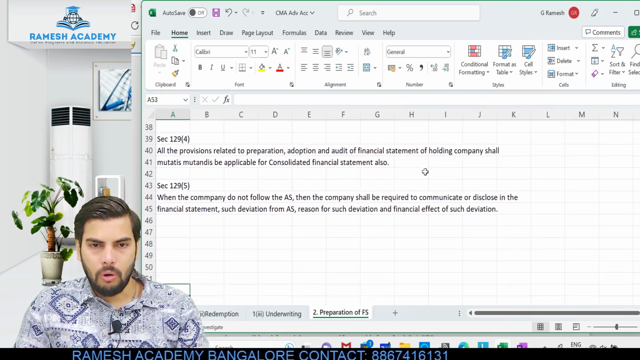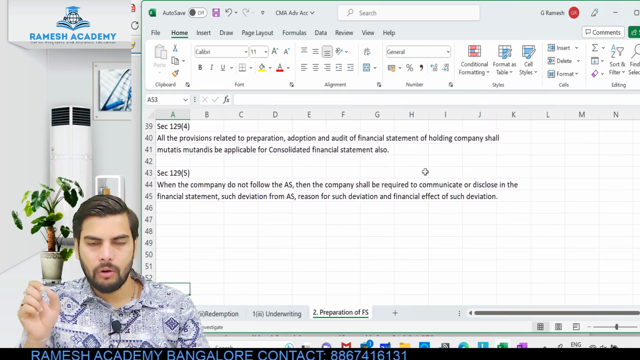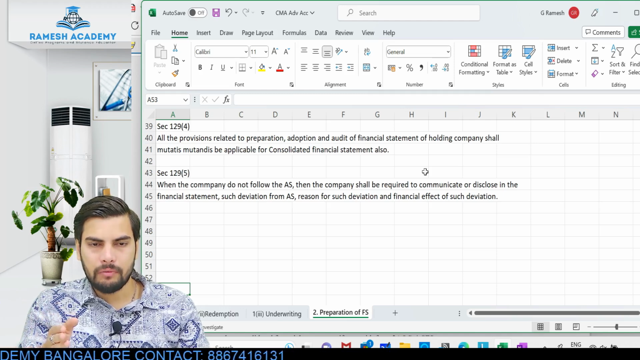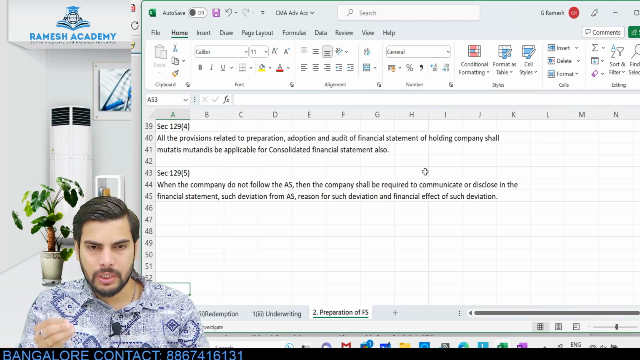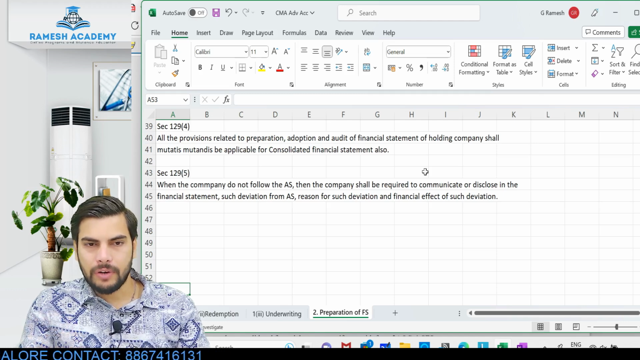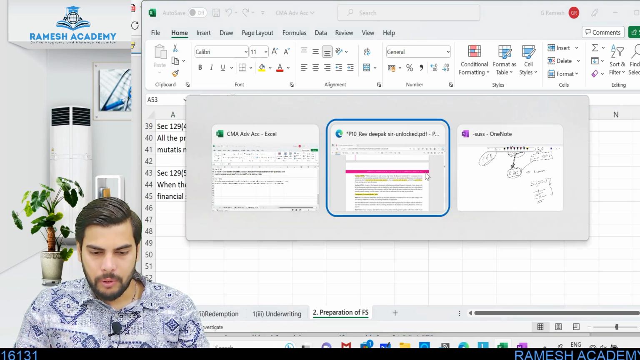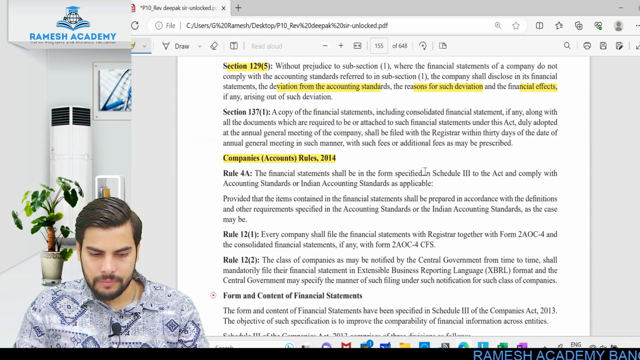Clear? So all these 3 things have to be communicated. What exactly is the deviation from accounting standard? What exactly is the reason for such deviation? Why are you deviating from accounting standard? Because of such deviation, what is the effect on the financial statement? Because of such deviation, your financial statement, is it showing extra profit or is it showing less profit? All these things have to be communicated, or has to be disclosed.